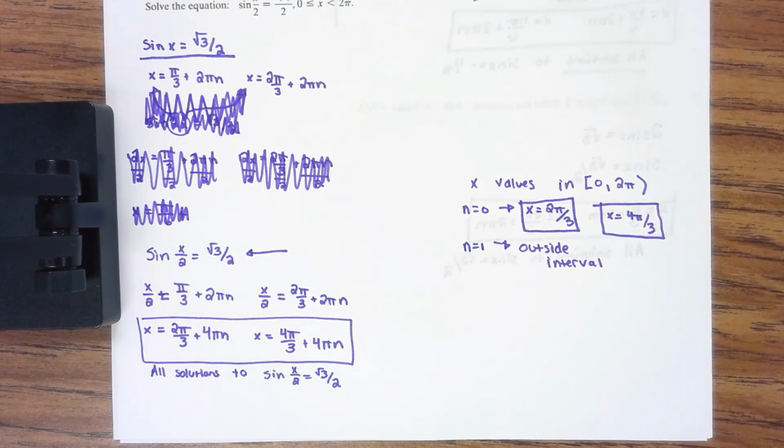Yeah, Blythe, what you got? Because this is x divided by 2, so to undo dividing by 2, you multiply by 2. Yeah.